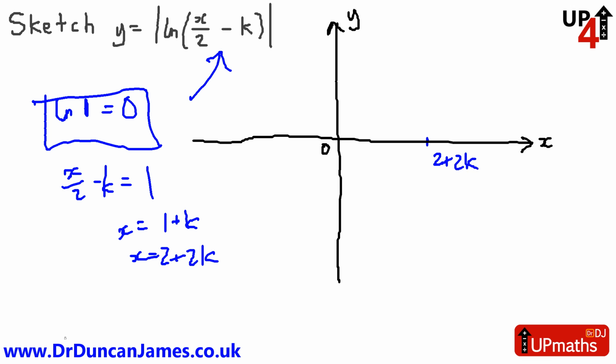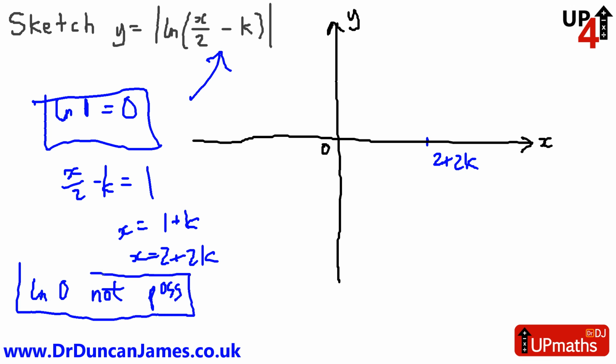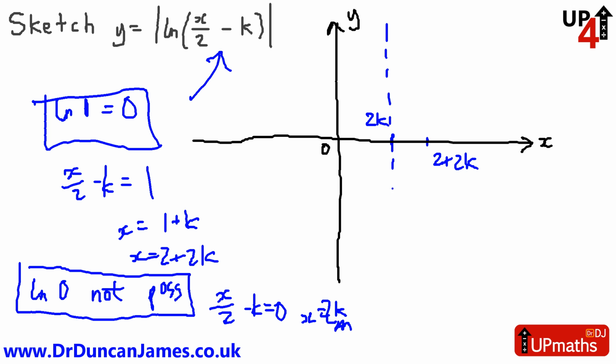The other one I'm interested in is ln of 0, not possible. And in fact it forms a vertical asymptote. So I'm going to put x over 2 minus k equals 0. So x over 2 equals k, so x equals 2k. So that's 2k there.